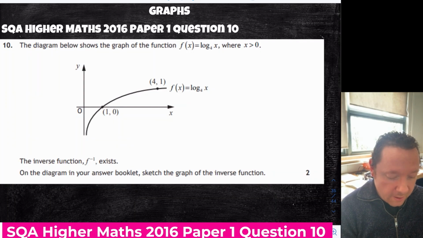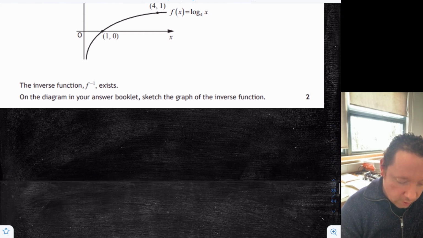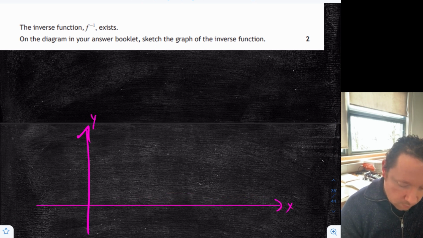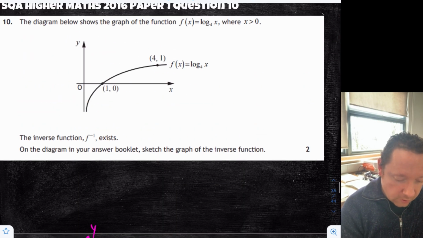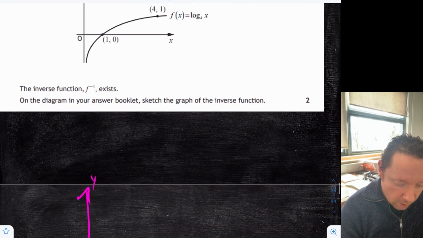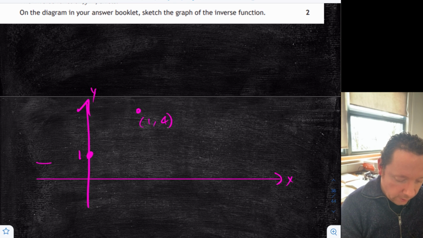Okay, logarithmic graphs, SQA Higher Maths 2016, paper 1, question 10. The diagram below shows the graph of the function log base 4 of x. The inverse function exists. On the diagram in your answer book, sketch a graph of the inverse function. I'll just draw you a quick sketch of this. You've got your y-axis, you've got your x-axis, and you should know that a log graph's inverse is an exponential. It reflects in the line y equals x, so for these points you can just switch the order. So (1, 0) becomes (0, 1), and (4, 1) becomes (1, 4). I can note (0, 1) on the y-axis, and along 1, up 4. Let's just draw it there. And there are our two points, and then all you need to do is draw your curve.